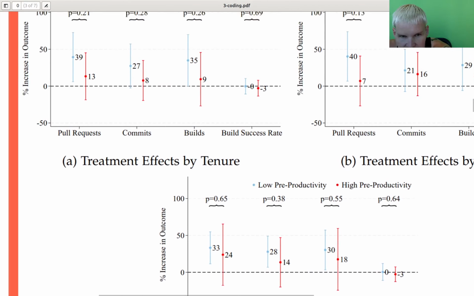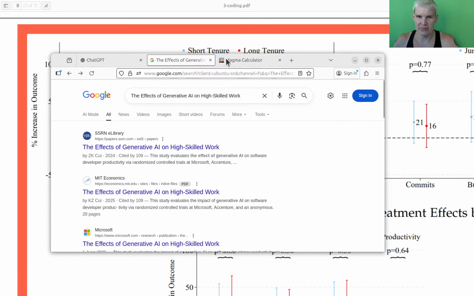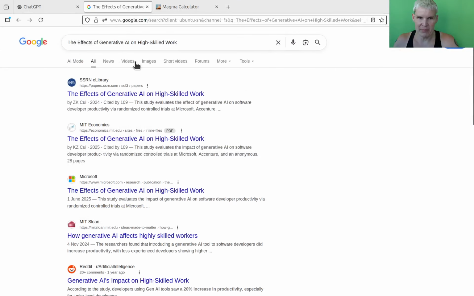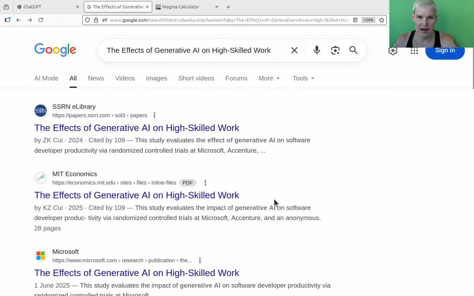It's really good. Let's have a look at the paper, so that you know what I'm talking about. I'm using here the paper called The Effects of Generative AI on High-Skilled Work. Yeah, high-skilled work, coding is high-skilled work. It's, I think, Microsoft Research, so let's have a look here.